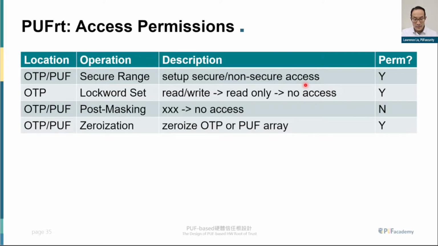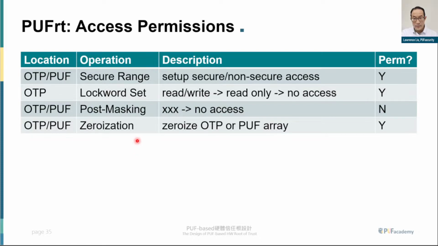And this way, the system could write data to the OTP, then later lock that location so that it can't be modified in the future. Now, the third operation is called post masking, which performs a similar operation as this lock word operation, except that post masking will set any access location to no access, and also that it's a non-permanent setting, so that when the power is cycled or PUFrt is reset, then any access permissions get set back to what they were before, as determined by the lock word here.